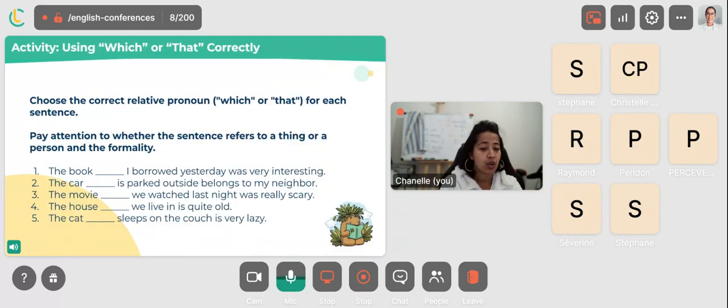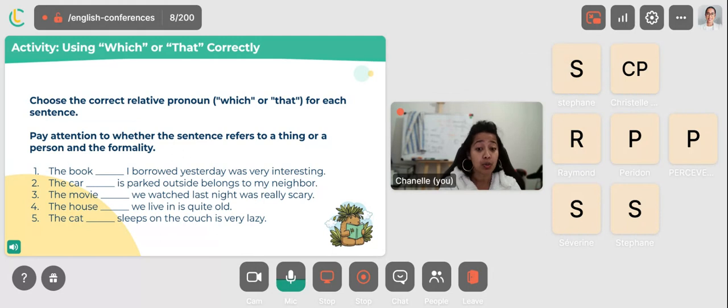So let's choose the correct relative pronoun, which or that, for each sentence. Please put your correct answers into the chat. The book, which or that I borrowed. So we've got which. Okay, we'll have a look at the second part.